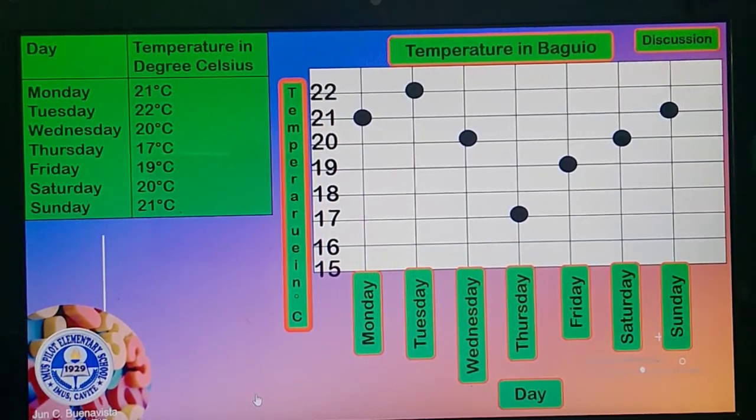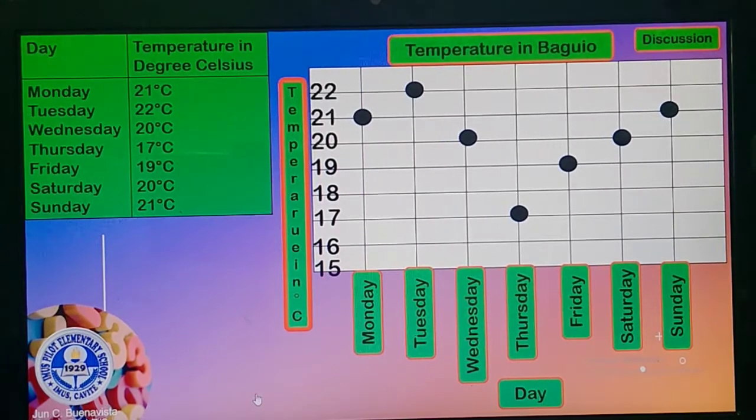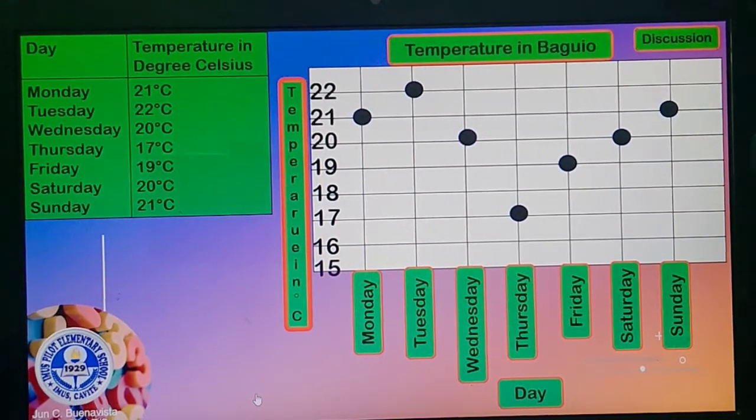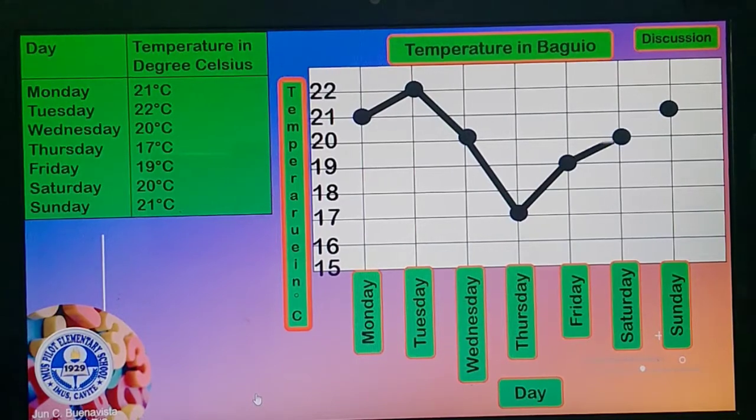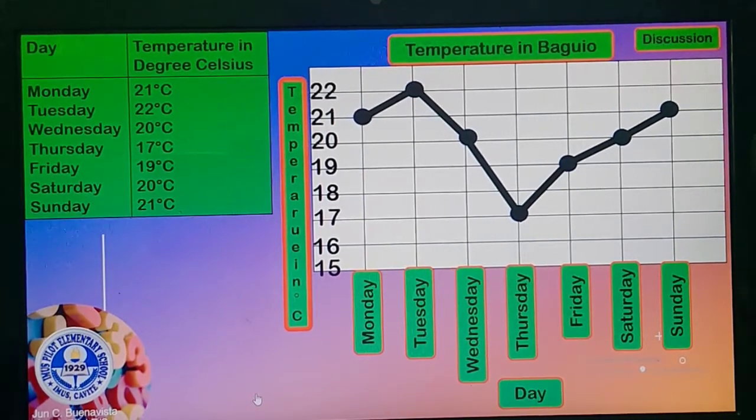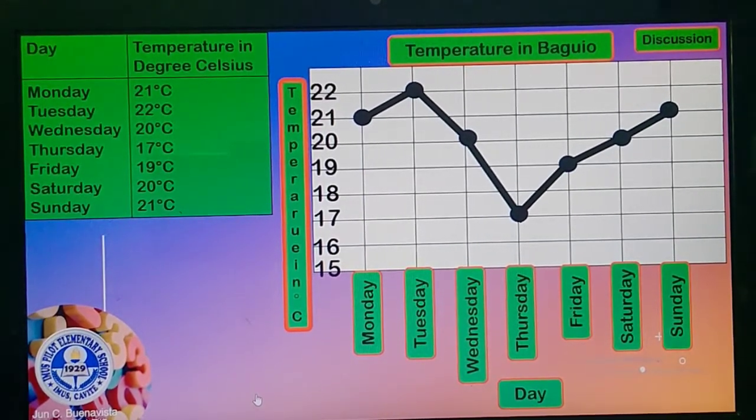Now, what next? We are going to connect using the line segment. So, i-connect natin from Monday, connect natin kay Tuesday, then kay Wednesday, kay Thursday, kay Friday, followed to Saturday and Sunday. So, we have now our line graph. So, that is how to construct a line graph using the tabular data. Okay, let's have another example.